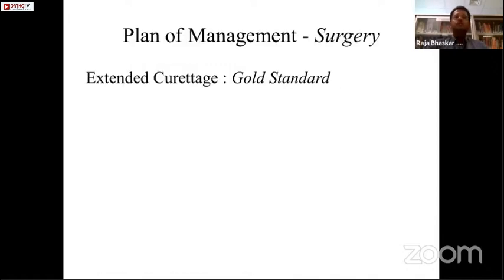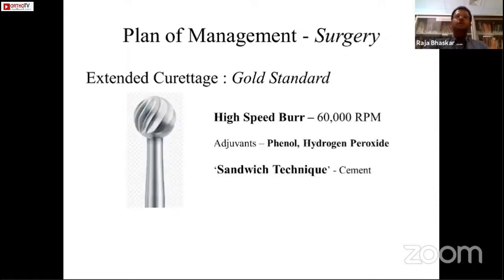And an extended curettage has been shown to be the gold standard, where you have to do complete curettage with a high-speed burr. And in today's world, there is also the medico-legal part, where if you get a recurrence, there is always a question whether the high-speed burr was used. Because it gives adequate thermocoagulation and also helps in good disease clearance, at 60,000 RPM. And adjuvants, whether phenol or hydrogen peroxide, chlorhexidine, there has been so much discussion on it, many people for it and many people against it, but there is no doubt on the use of a high-speed burr and sandwich technique with cement.